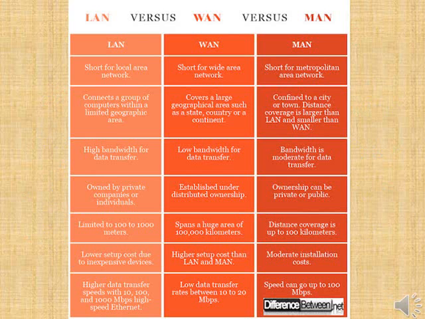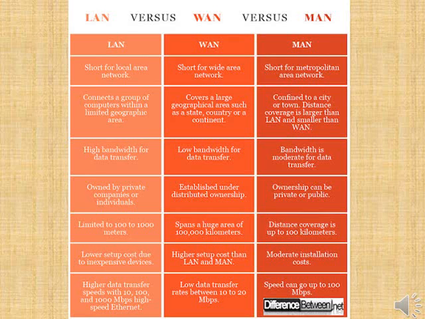The differences that we have not covered yet are bandwidth, cost, ownership and speed. Let's discuss them. LAN bandwidth is high. For MAN it is moderate. For WAN it is low. LAN setup cost is cheaper. For MAN it is moderate. For WAN it is high. In case of ownership, LANs are owned by private companies or individuals. In MAN, ownership can be private or public. WANs are established under distributed ownerships.